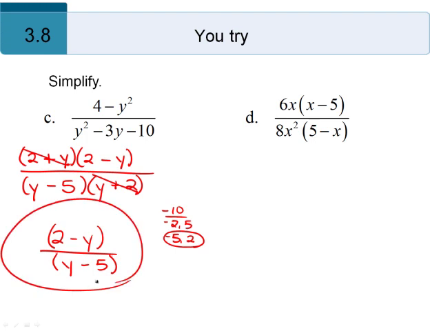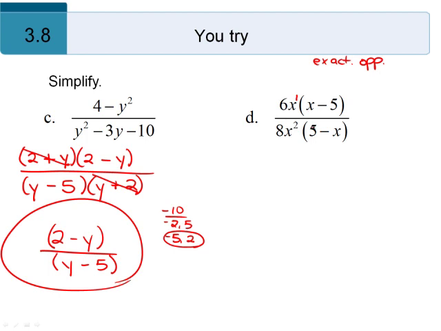Now, this next one, we can go ahead and simplify the 6 over 8, and we can simplify the x and the x squared. But then look at the x minus 5 and 5 minus x. That's that same exact opposite thing again. Okay, so they are exact opposites.